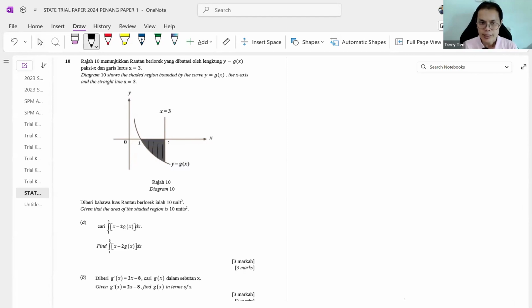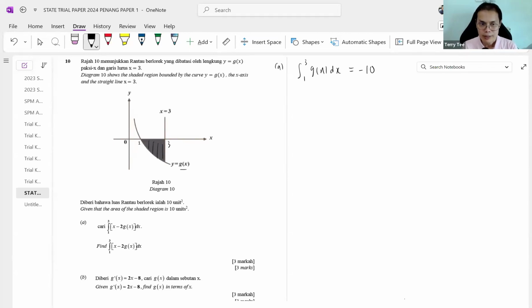Area under the graph represents the integration, right? So number 1, I know that this integration 1 to 3 gx dx is the area, right? But remember, when you integrate, and if the area is below the x-axis, the y value is negative. So therefore, the result of the integration is also negative. So this is not just 10, this is negative 10. Yeah. Integration 1 to 3 gx dx is negative 10. So we're going to use this result.